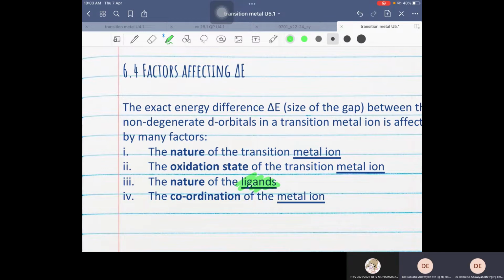When you have a water molecule as your ligand and when you have an ammonia molecule as your ligand, of course, your delta E will change. The coordination of the metal ion, same thing. This goes together with the nature of your ligands, whether it's an octahedral complex or a tetrahedral complex. But for your syllabus, we're only interested in the ligands, okay? So I will talk about ligands. Can I move on? Because I see you're copying things down.